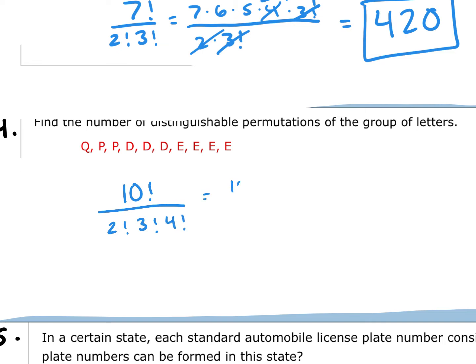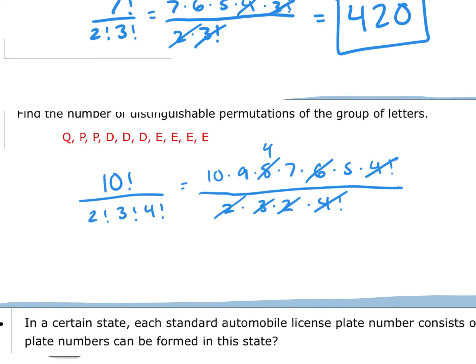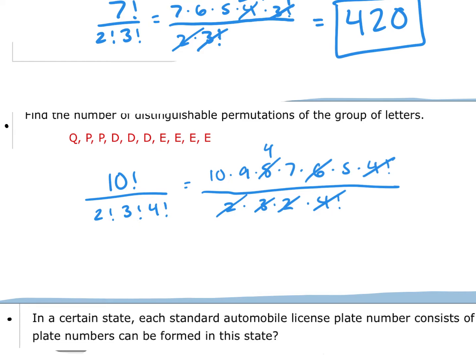So this would be 10 times 9 times 8 times 7 times 6 times 5 times 4. I can stop there because I have a 4 factorial on the bottom. So it'd be 2 times 3 times 2 times 4 factorial. These cancel. 3 and 2 cancel out with the 6. 2 can cancel out with the 8, and it goes in 4 times. So 10 times 9 times 4 times 7 times 5.